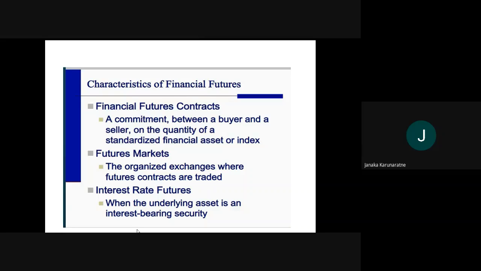The second point is the organized exchanges where futures contracts are traded. So if you want to hedge using a futures contract, you have to go through a futures market and a standardized exchange. For example, if you want to sell a listed share, or if you want to buy a listed share, how do you do it?